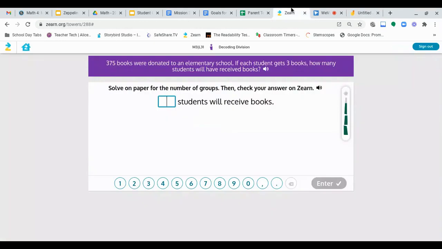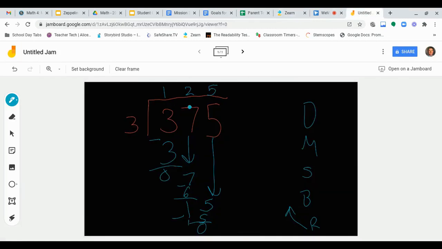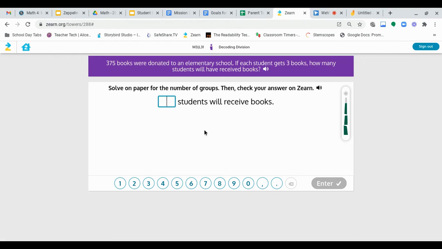Let's go back to the original problem here. We solved it, 375 divided by 3. So how many students will receive books? 125 will.